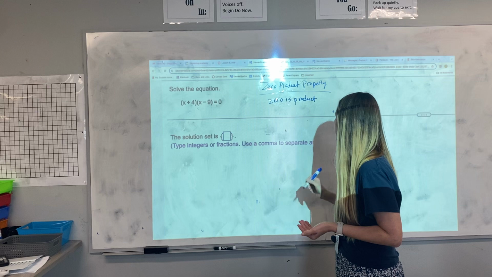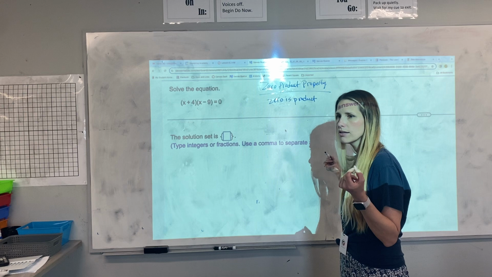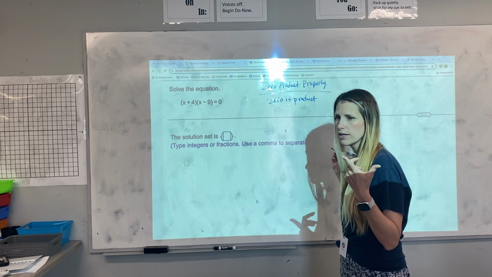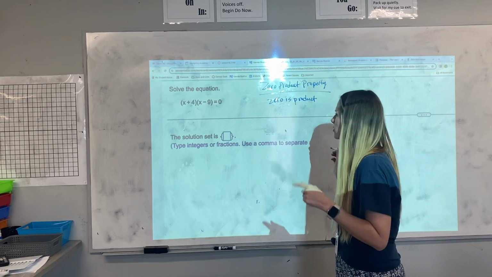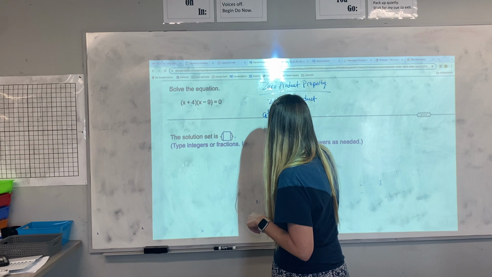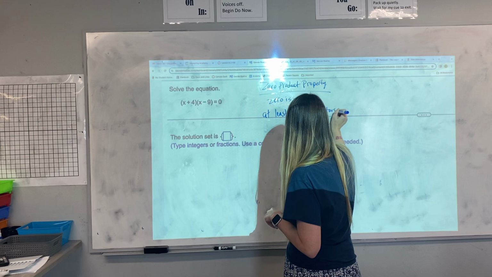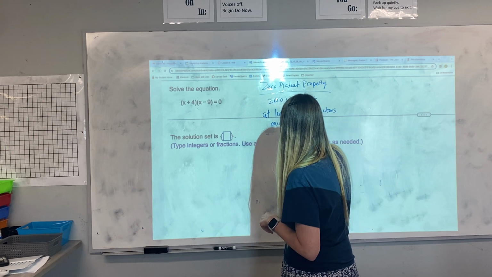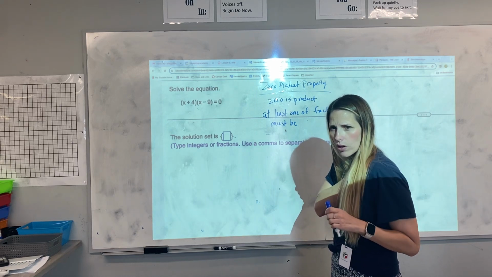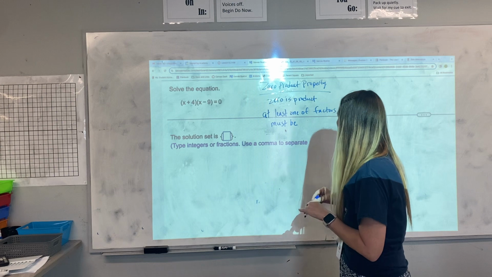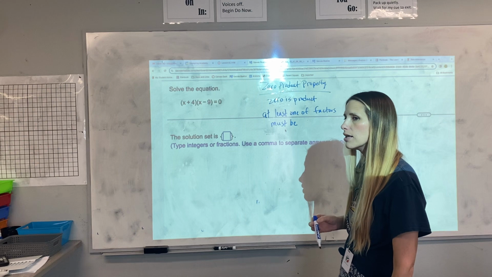And the property is basically saying that in order for 0 to be the product, at least one of the, use the correct word, starts with an F, factors, at least one of the factors must be what? At least one of the factors. In order for the product to be 0, at least one of the factors has to be 0.